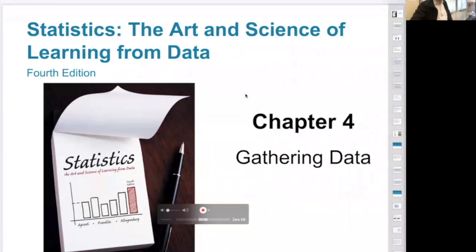Okay, guys, so in chapter number 4, we will learn how to collect our data. Actually, the method of collecting the data is not easy, because you want to have a sample from the population that represents the entire population correctly. We don't need any bias when we collect our sample.